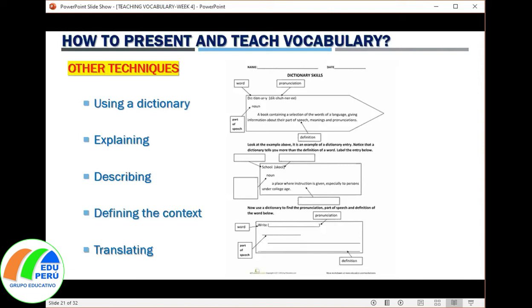Label the entry below. And so they have to label: this is the word, this is the pronunciation, this is the part of speech, and the definition. And then you give them another word and they have to do the same. Now use a dictionary to find the pronunciation, part of speech, and definition of the word below. As I told you, this is for more advanced levels of students, in order to analyze the word. Because for beginning, pre-intermediate, or intermediate, you could use the previous one.